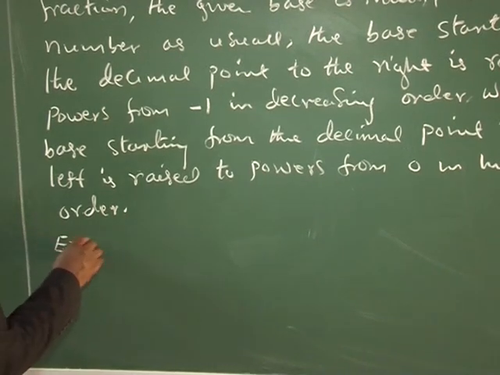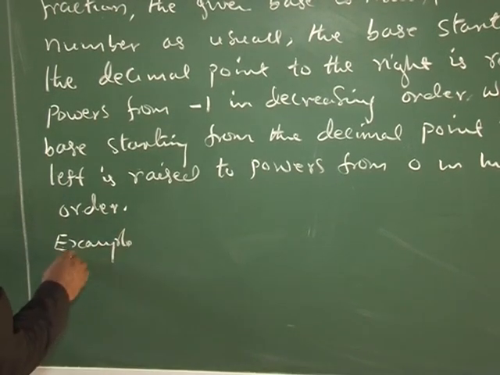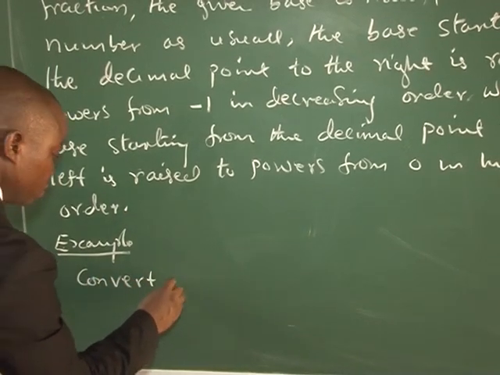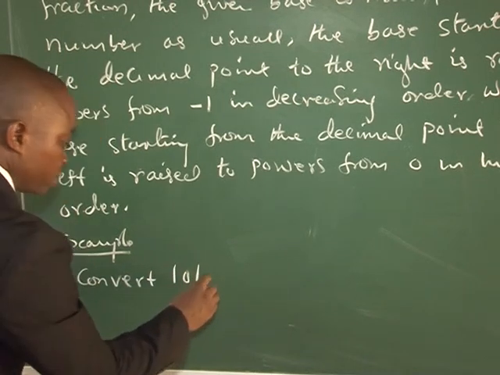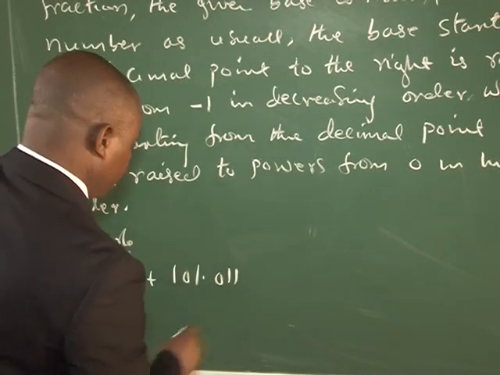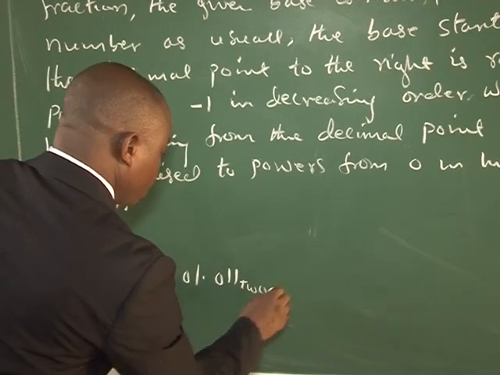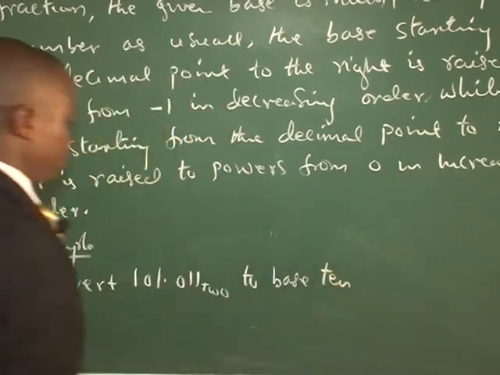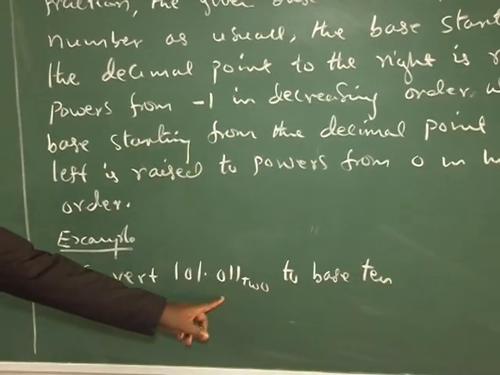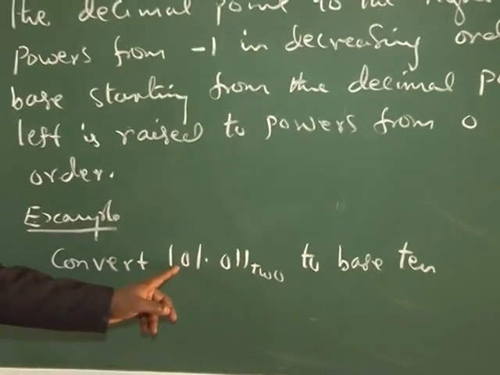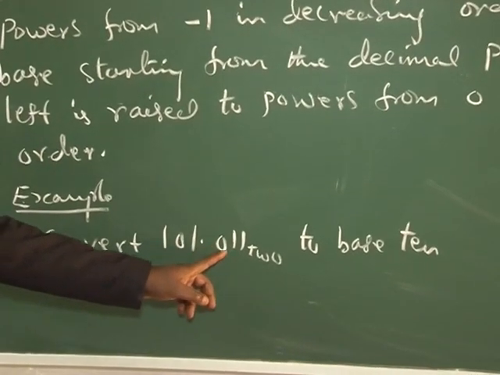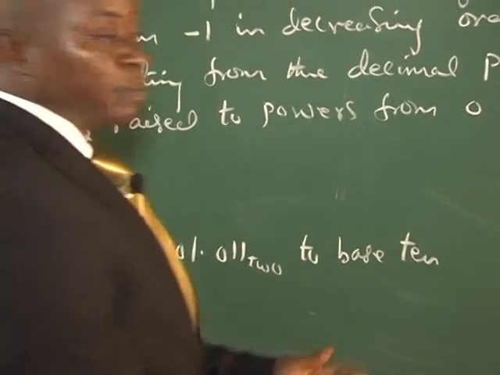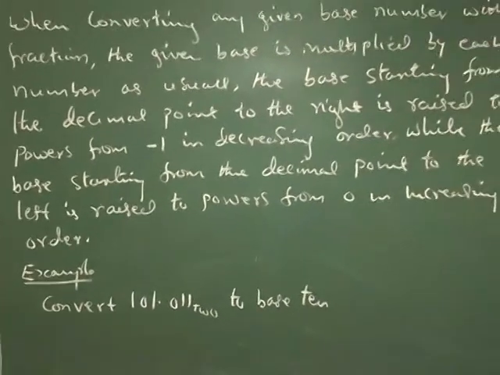Example: convert 101.011 base 2 to base 10. I'm going to convert this 101.011 in base 2. We are converting it to base 10. Now we will pick the solution.